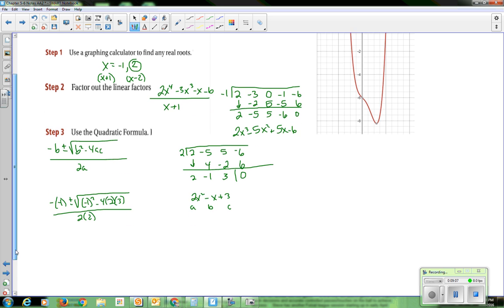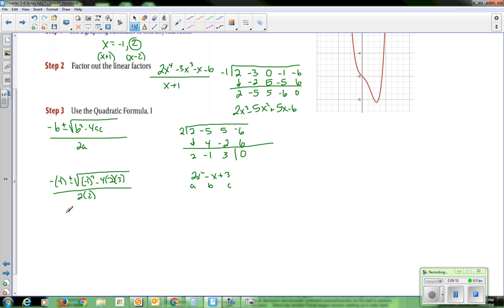Okay, so now my job is just to simplify, simplify, simplify. Negative and negative give you positive. Plus or minus stays the same. Square root stays the same. 1 squared is 1. Minus 4 times 2 is 8, times 3 is 24. All divided by 4. So this is 1 plus or minus the square root of negative 23, divided by 4. But we know that the square root of a negative number is i. So this is 1 plus or minus i root 23, divided by 4.